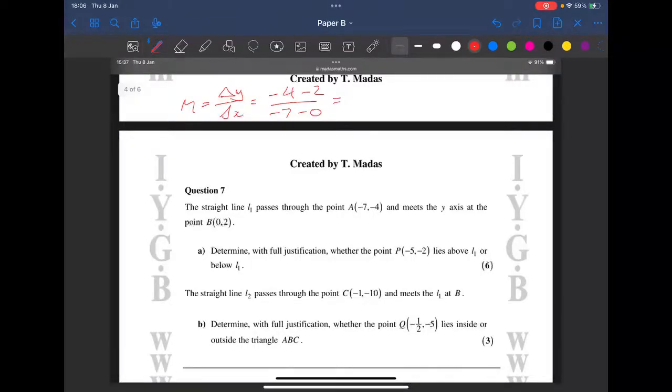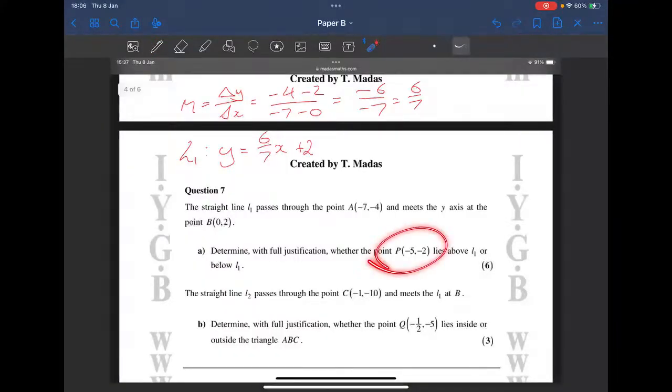-4 take 2 is going to give us -6. -7 on the bottom take 0, which is -7. So we just get 6/7 altogether. So that's the gradient. And like I said, this goes through (0, 2). That is the y-intercept. So the line L1 is going to be y is equal to 6/7 x plus 2.